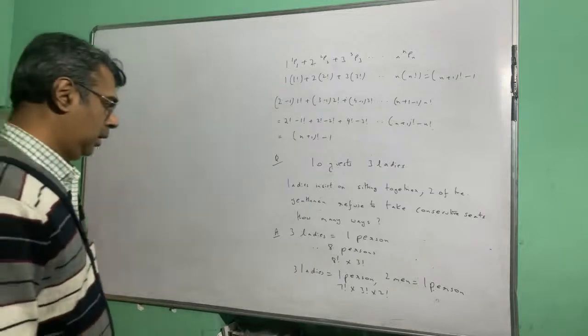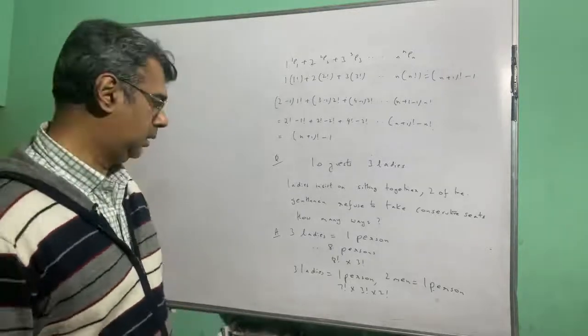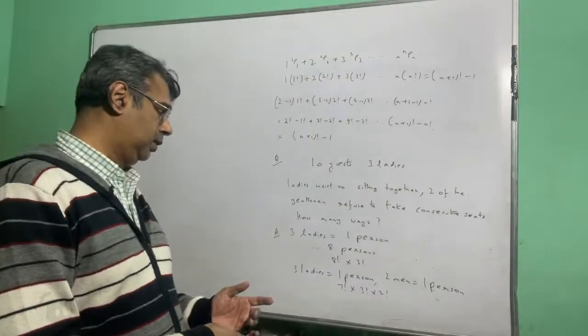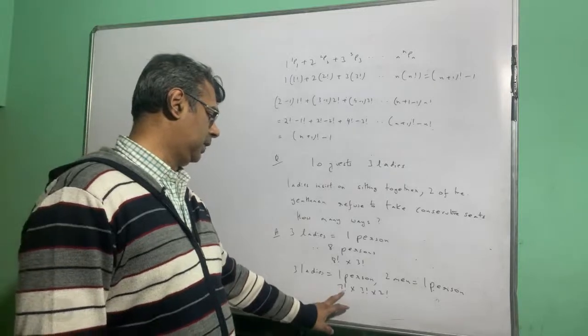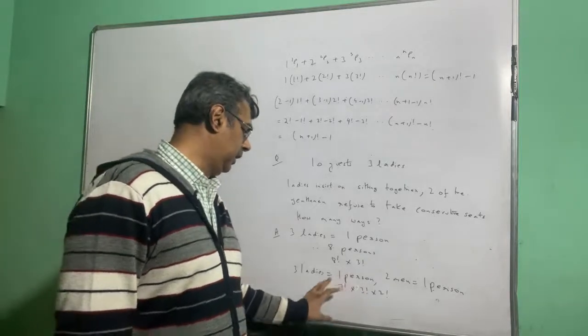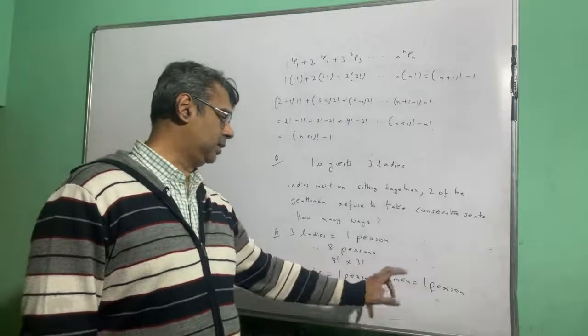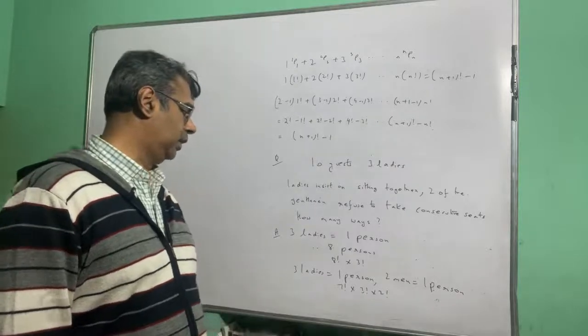So basically, if you consider the 3 ladies as one person and 2 men as one person, then what will happen? The number of people will be 7, because you have taken 3 and 2 out of 10, and then you have taken them as 2 people. So 7 factorial into 3 factorial into 2 factorial.